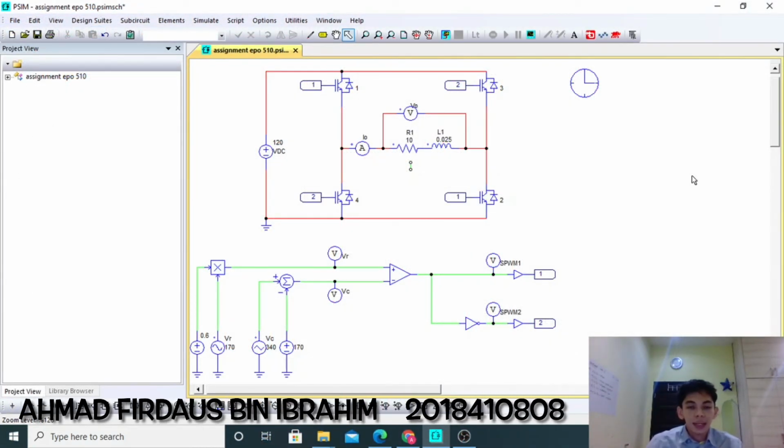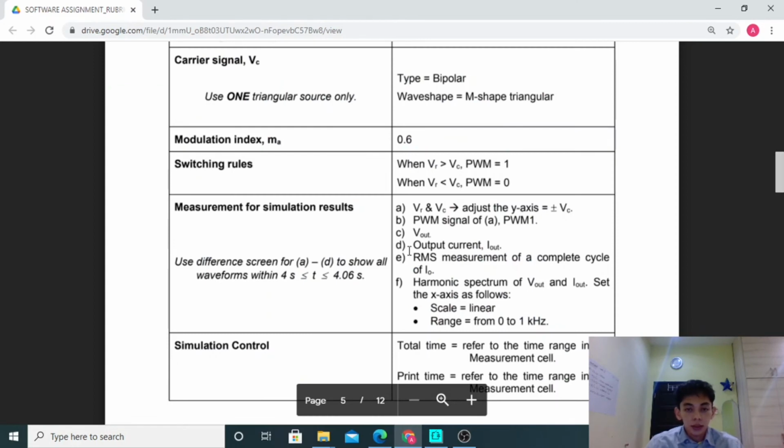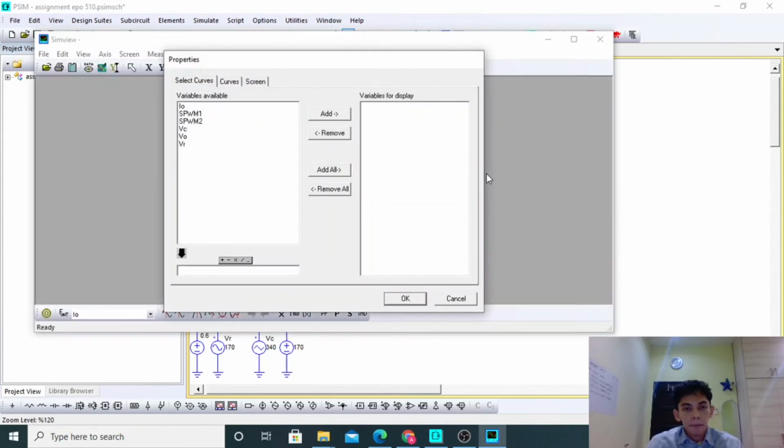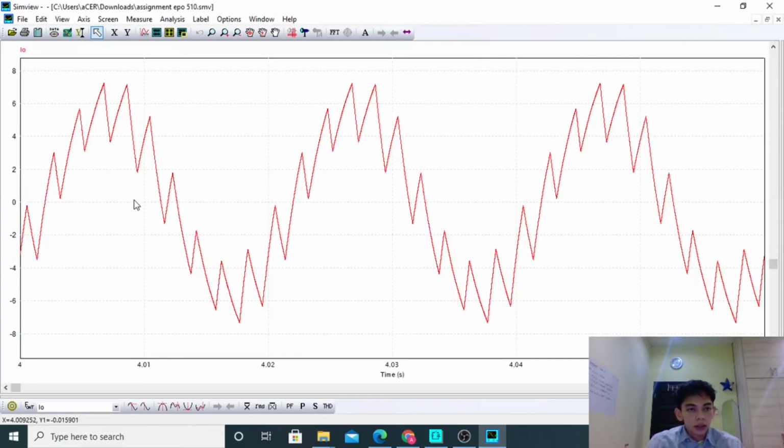Assalamualaikum dan selamat sejahtera. My name is Ahmad Firdaus and I will continue to obtain the result of D, E and F. For D, we will find the output current I naught. To do that, we will run the simulation circuit and then choose I naught since we want the I naught. And here is the result of the I naught of the bipolar single-phase full bridge inverter with ideal IGBT.